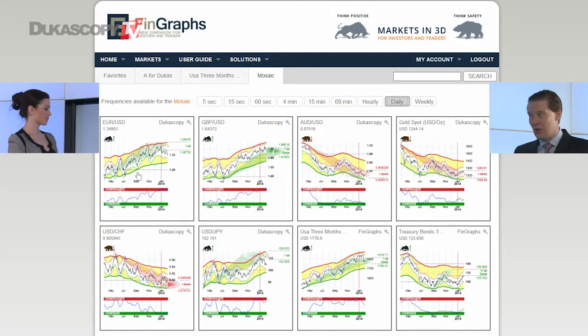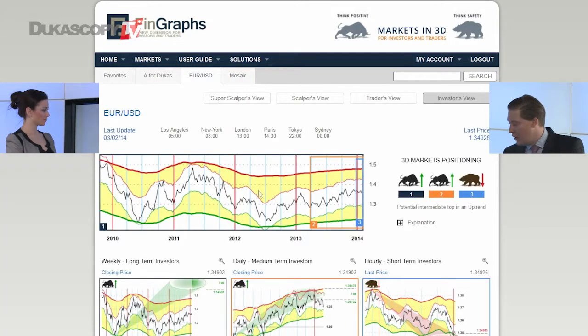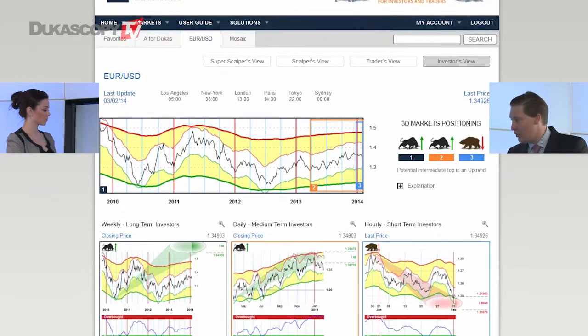Now let's take every single one of these assets individually, and let's focus on euro dollar first. What we're showing here is basically what we call markets in 3D. On each single chart we show 3 investment horizons. You can see the perspective here. The 1 box is the long term, the 2 box is the medium term, and the 3 box is the short term. You could find these 3 boxes here below: long term, medium term, short term.